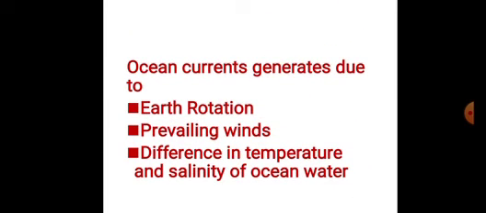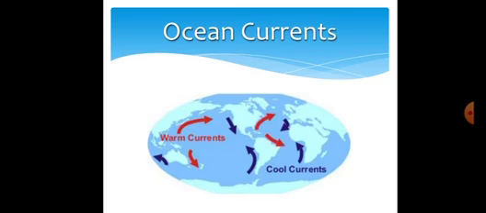So these ocean currents are generated due to three reasons. What are they? Earth's rotation, prevailing winds, and differences in temperature and salinity of ocean water. That means due to the rotation of the earth, due to the winds, due to changes in climatic temperature, and also due to the salinity of the water. Okay, so ocean currents are of two types. What? Warm currents and cool currents.